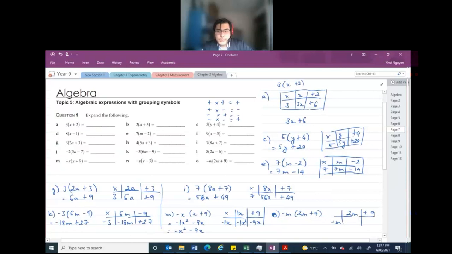So negative m times 2m. Remember that this is actually a negative 1m. So negative 1 times 2, negative and a positive is a negative. 1 times 2 is 2. And m times m is m squared. Then we've got negative 1m times plus 9. Negative and a positive is a negative. 1 times 9 is 9. And we have m. All right, so our answer is going to be negative 2m squared minus 9m. So these are the answers for question 1.